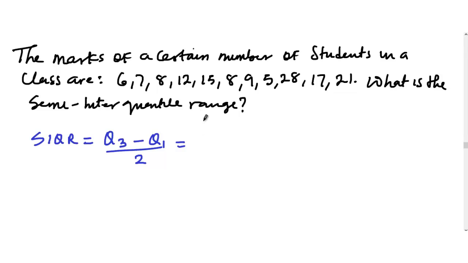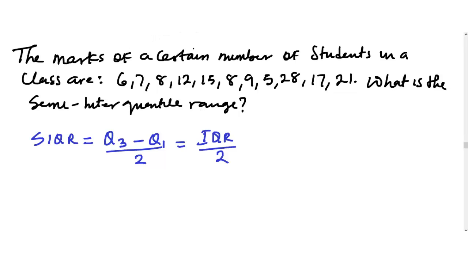It's just like saying semi-interquartile range is interquartile range divided by 2. So the first thing we need to do is to ensure that the numbers are arranged in ascending order of magnitude. And like I said earlier on, these numbers are not arranged in ascending order of magnitude. So the first thing we need to do is to arrange it from the smallest to the biggest number.